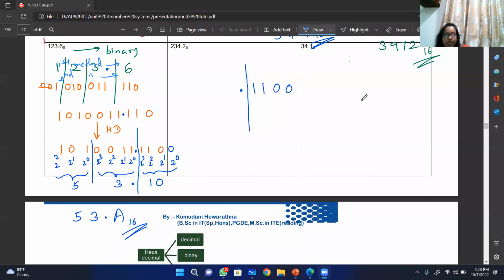Is that 53.A? Teacher, 53.0, teacher. 1100 is C, no, teacher. Sorry. 8 and 4 is 12, so C. Here it is 12, not 10. Yeah, that is C. Here the value is 12, not 10. So 12 means C.